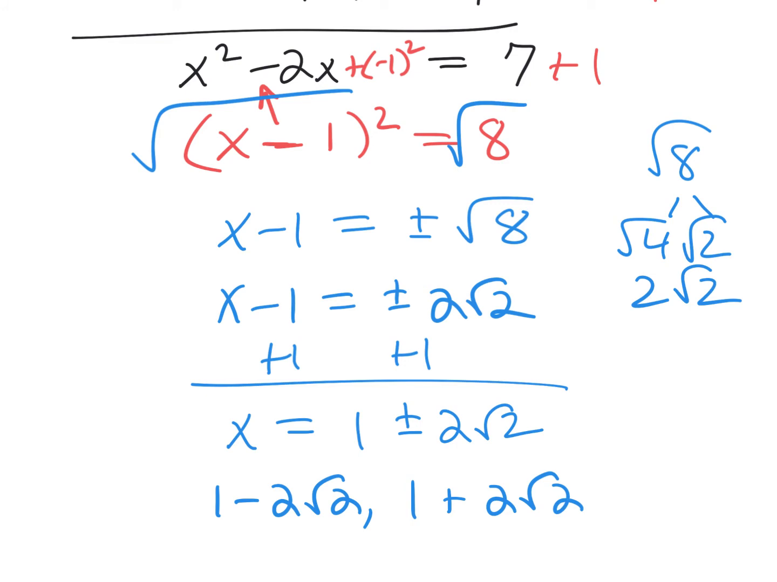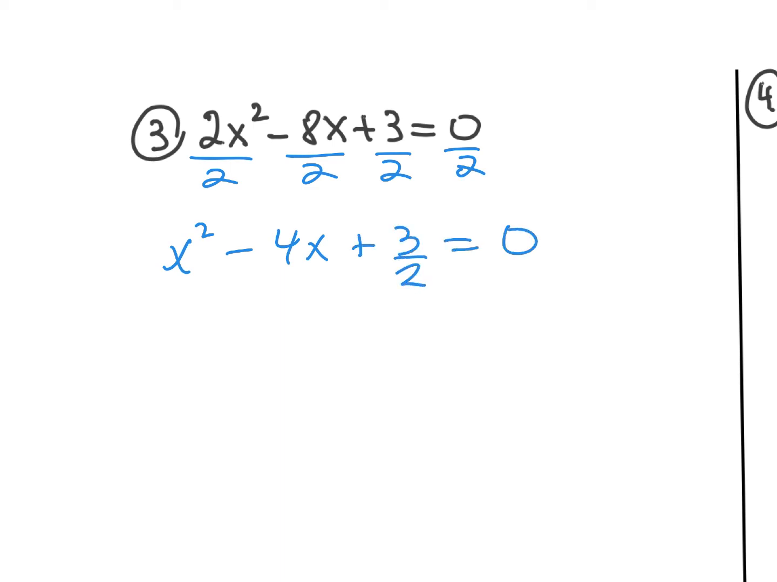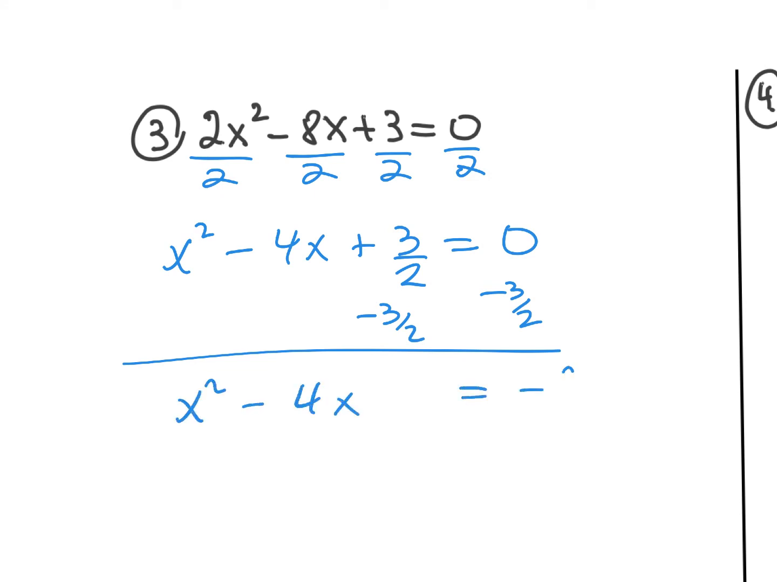No? All right, let me see if I can. What you need to do is get rid of the coefficient in front of x squared. So I'm going to divide everything by 2, including the 0. So this becomes x squared minus 4x plus 3 over 2 equals 0. The next thing I want to do is move the 3 over 2, move the constant. So x squared minus 4x, leave a blank space, equals negative 3 over 2.